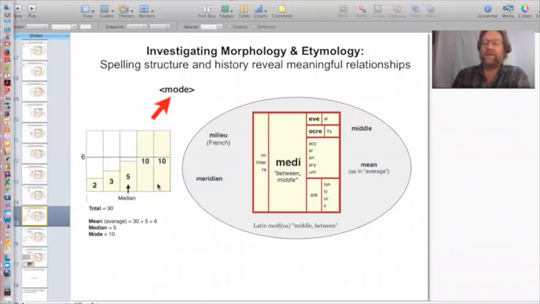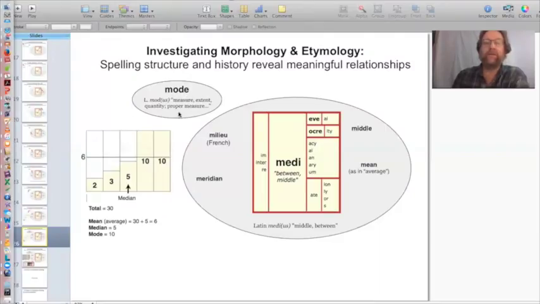So when we teach kids mean, median, mode, we're signaling something very strange, as if they're all related when they're actually quite different. And that we can also see in the history, because mode, that base from the Latin modus, for measure, extent, quantity, is an entirely different etymological family.